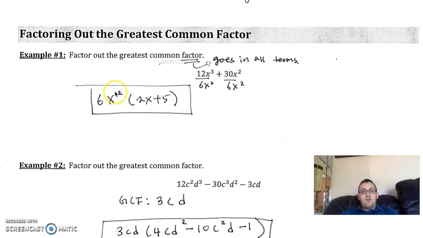So next, I pulled out the 6x squared, and I say, okay, what's 12 divided by 6? That's 2. And then x cubed over x squared is just x. And then on this side, the x squareds cancel out, and I'm left with 30 divided by 6, which is 5.